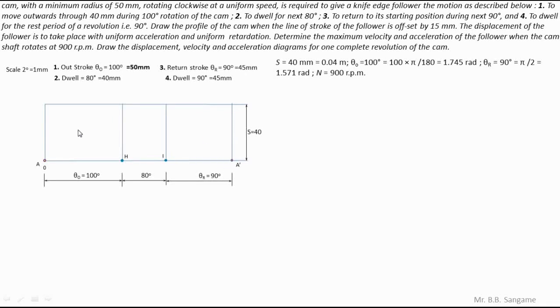Okay, so finally we have drawn three rectangles. First one is for the outstroke, middle one is for the dwell part, and the last one is for the return stroke. And after the return stroke, there is a dwell period of 90 degree. Okay, you need not show it because during this period the follower will be at the rest position. So finally we have completed the rectangle. So let us complete the construction of the displacement diagram.